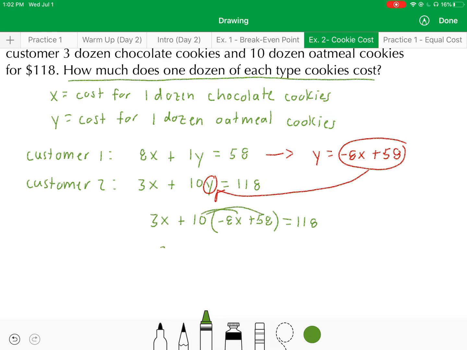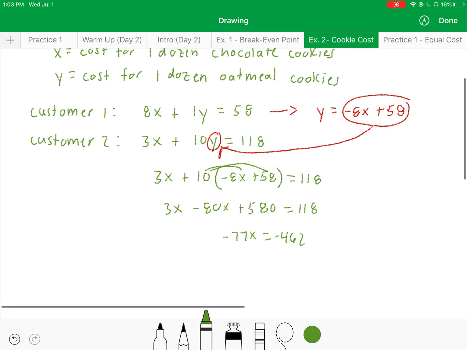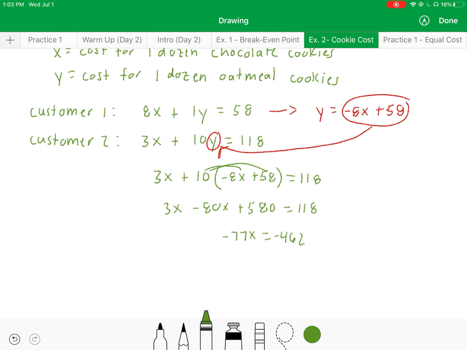So we'll distribute. Get my variables combined, constants to the other side. Divide that negative 77 over, and I end up with x equaling $6, meaning $6 per dozen chocolate cookies.